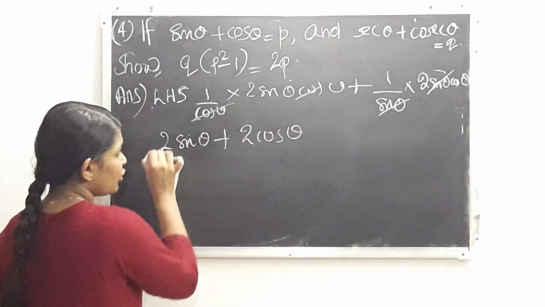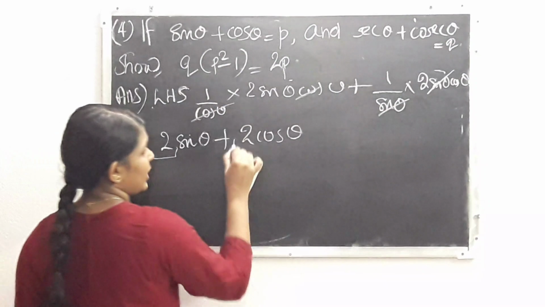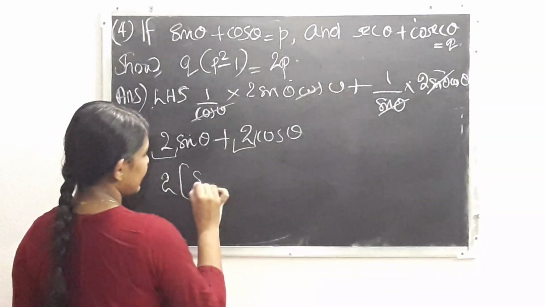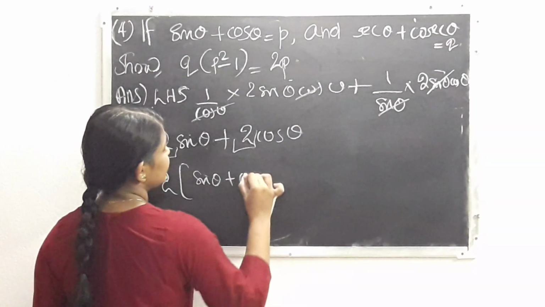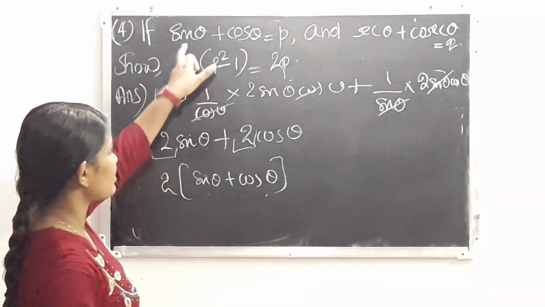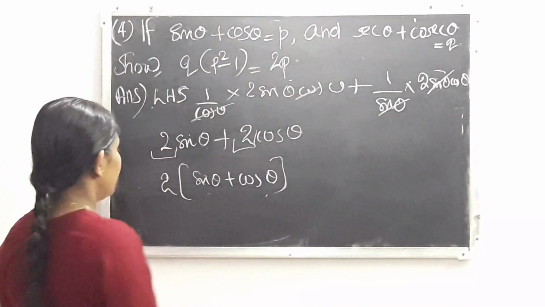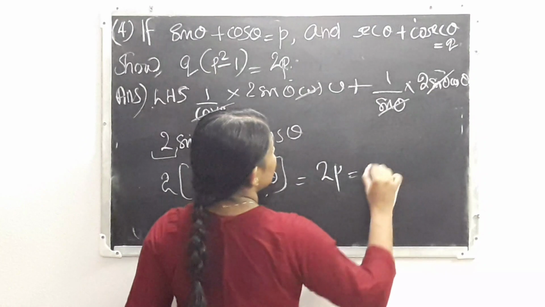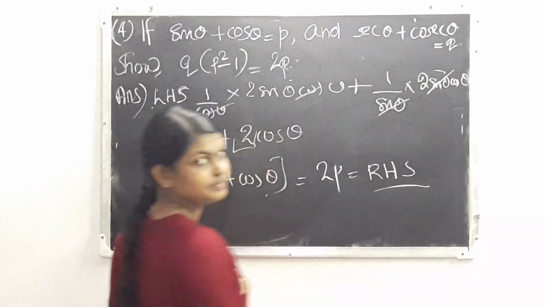Now we can take this 2 from both terms. So this is equal to 2 into sin theta plus cos theta. And what is sin theta plus cos theta? This sin theta plus cos theta is equal to P. So this is the form of 2P, which is the RHS given. Thus we proved it.